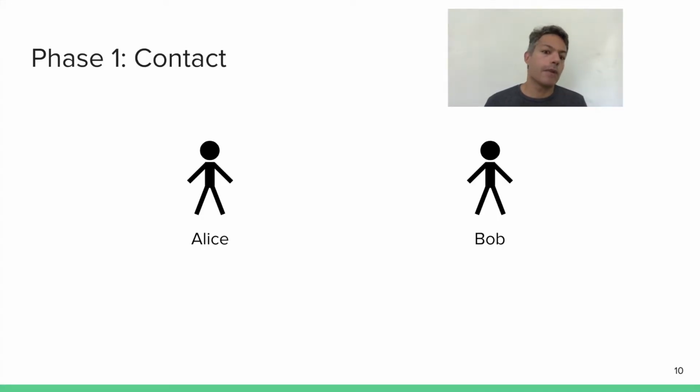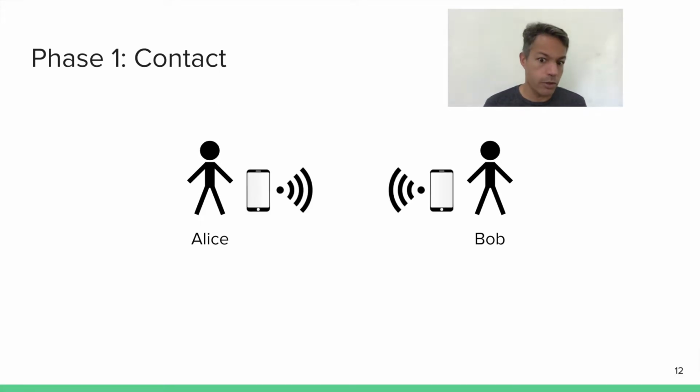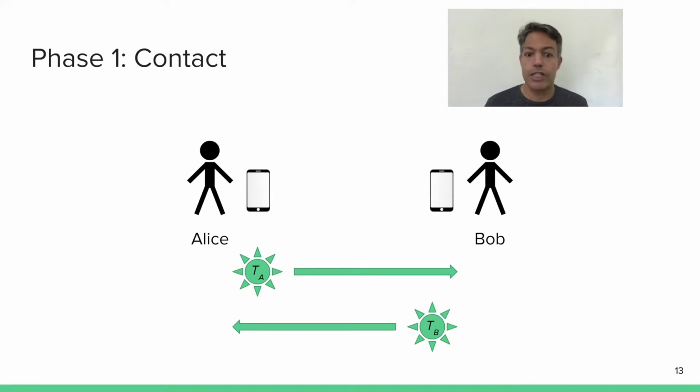So let's say Alice and Bob are in close proximity. They both have their phones, and their phones have Bluetooth or some other short-range radio network. They use that network to exchange tokens. What are these tokens? These tokens are values that appear random, but can be used afterwards to figure out who was in contact with whom, and how you set up these tokens sets up different values for different impacts to privacy.